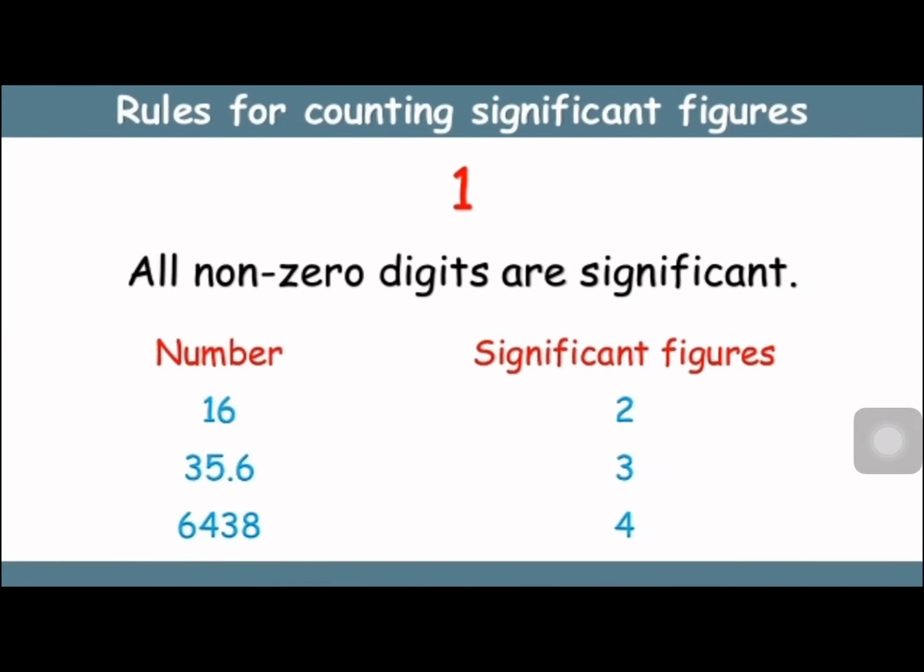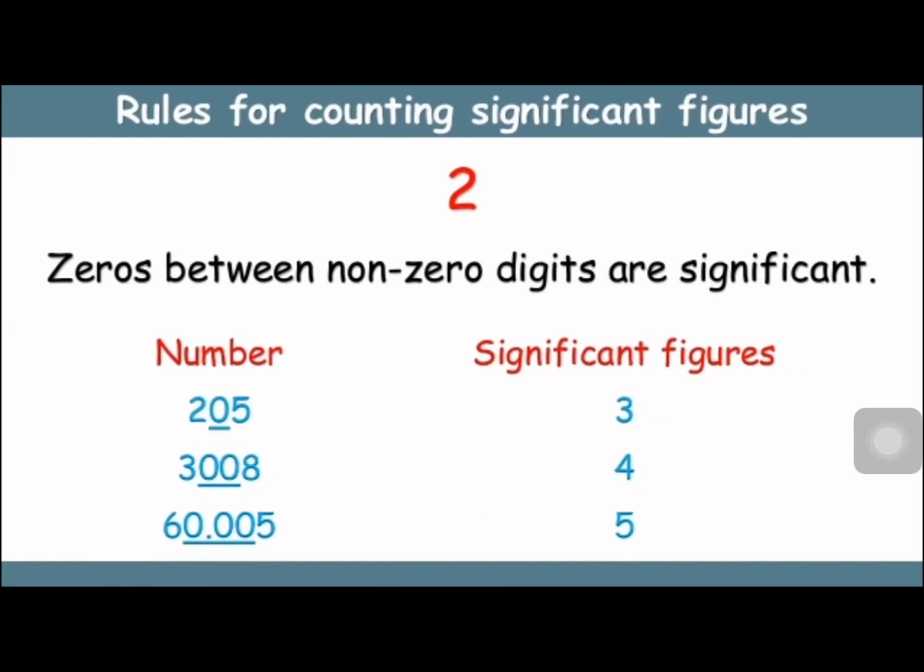We have to follow some rules while writing significant figures. Rule 1: all non-zero numbers are significant. See 16, 2, 35.6, fully non-zero digits. Rule 2: zeros between non-zeros are also countable. For example, 205. The 0 is between two non-zero numbers, so the 0 is countable. That is 3 significant figures.